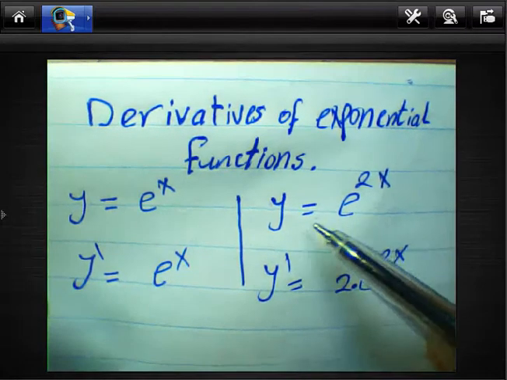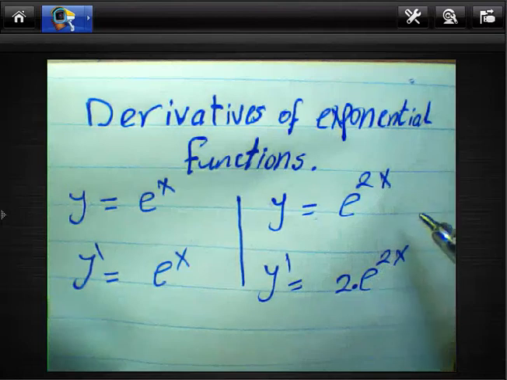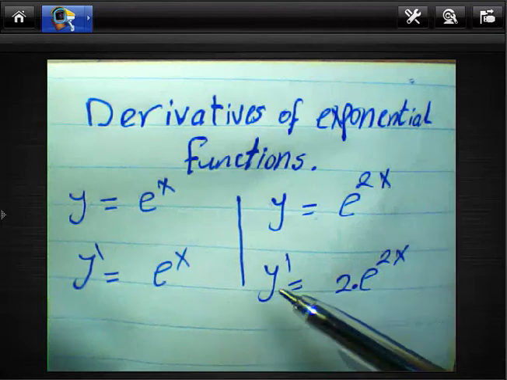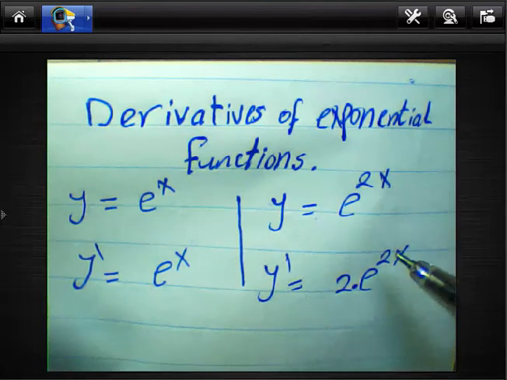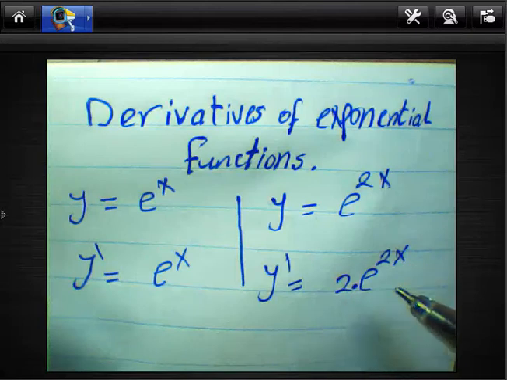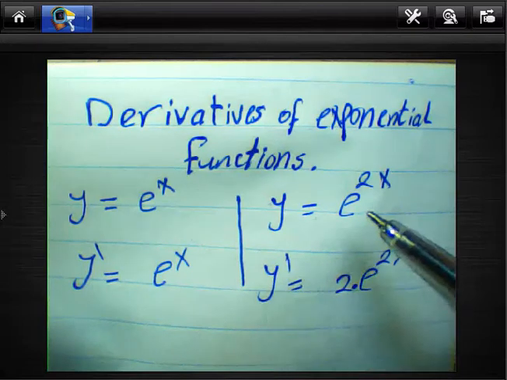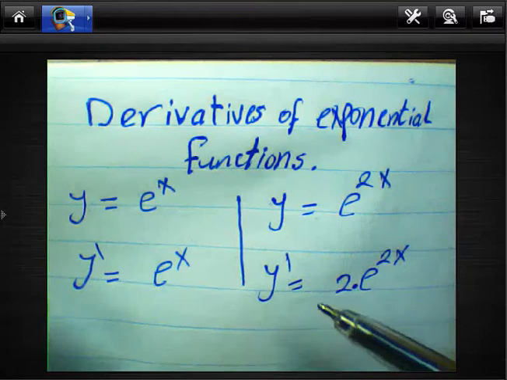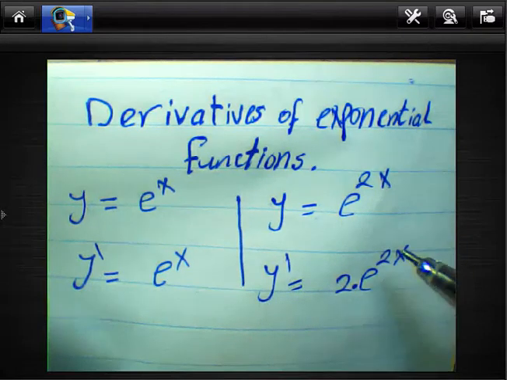And what about y equals e^(2x)? The derivative will be y' equals e^(2x) multiplied by the derivative of this power, which is 2. So the result will be 2 multiplied by e^(2x). It's the derivative of e^(2x). So the derivative of this function will be 2e^(2x).